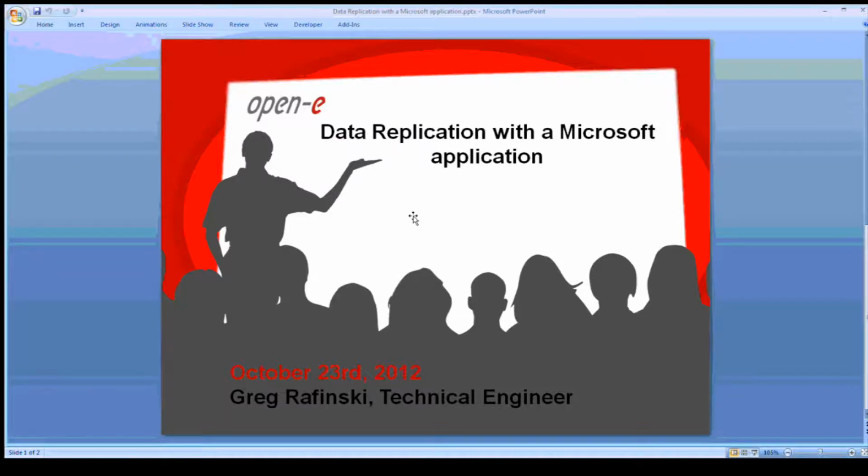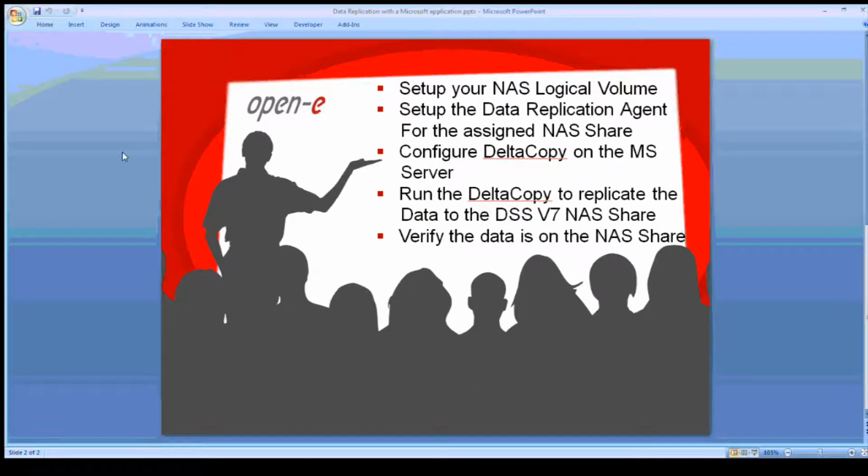And what we're going to go through here in some steps, just as you can see on your screen, we're going to talk about setting up the NAS Logical Volume. We're going to talk about the data replication agent and the share that it's assigned to. We're going to configure DeltaCopy on a Microsoft system. We're going to run the DeltaCopy application and its task, and it's going to rsync data from our Windows machine to our NAS Share, and then we'll be able to verify that the data is there.